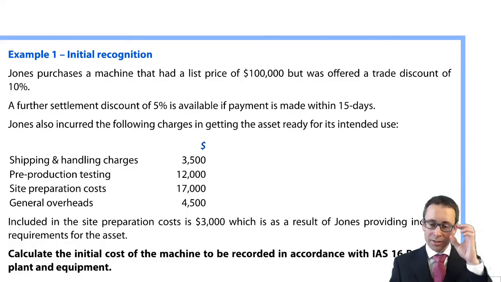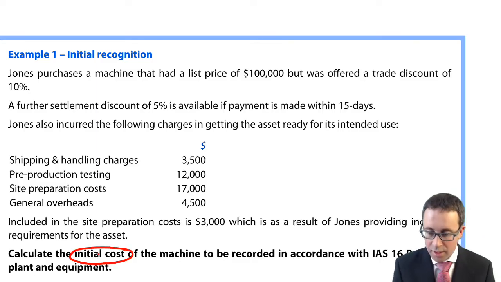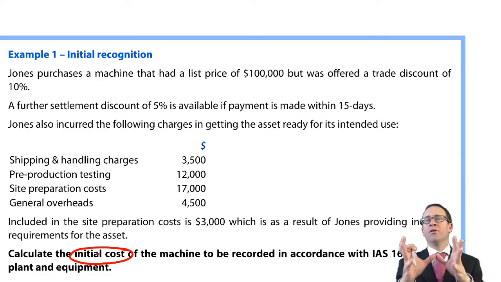If we go through them and just have a look, there's just a little bit of an example at the bottom of the page. It says, calculate the initial cost of the machine to be recorded in accordance with IAS 16 property, plant and equipment. So you're looking at your purchase price plus any irrecoverable taxes, net of any trade discounts, plus any directly attributable costs of getting the asset into its location and condition, ready to be used by management as intended.